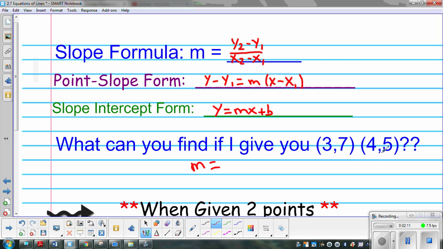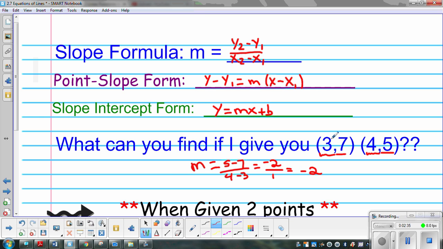So that's where we do y sub 2 minus y sub 1, 5 minus 7, all over x sub 2 minus x sub 1, so 4 minus 3. That would be 5 minus 7 is negative 2. 4 minus 3 is 1. That is a downward falling slope of negative 2.